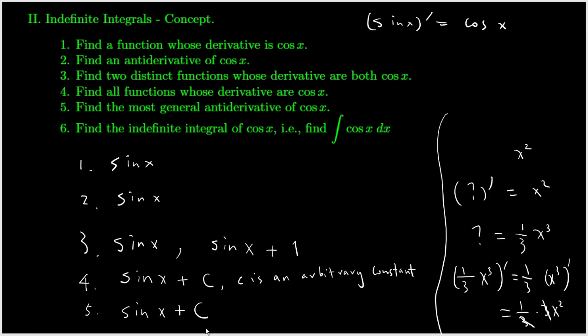Actually, suppose we have time later, it's possible to prove that two different antiderivatives of the same function differ by at most a constant. That's why the general form of the antiderivative of cos of x is sine of x plus c. Now remember, c is an arbitrary constant.